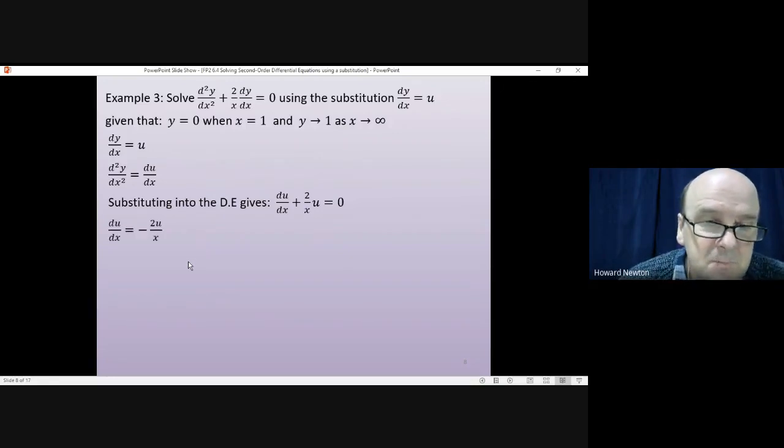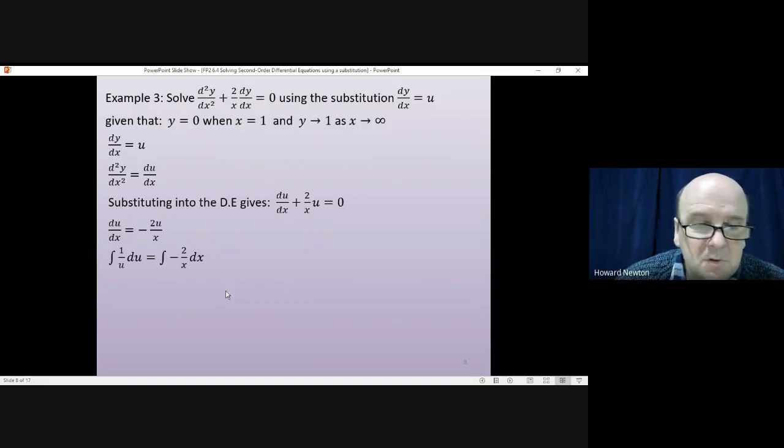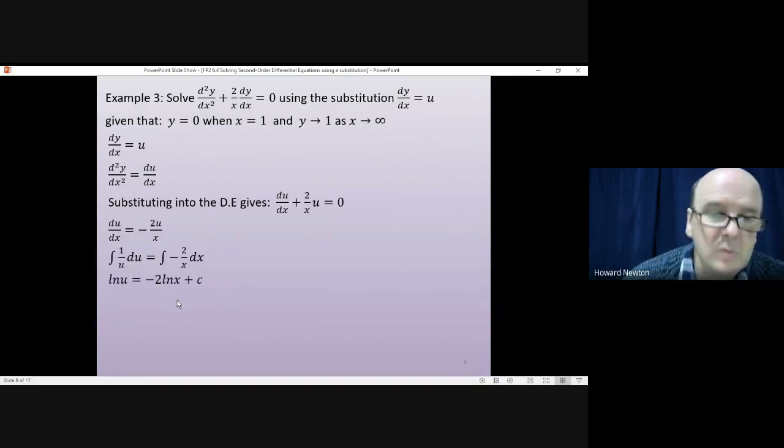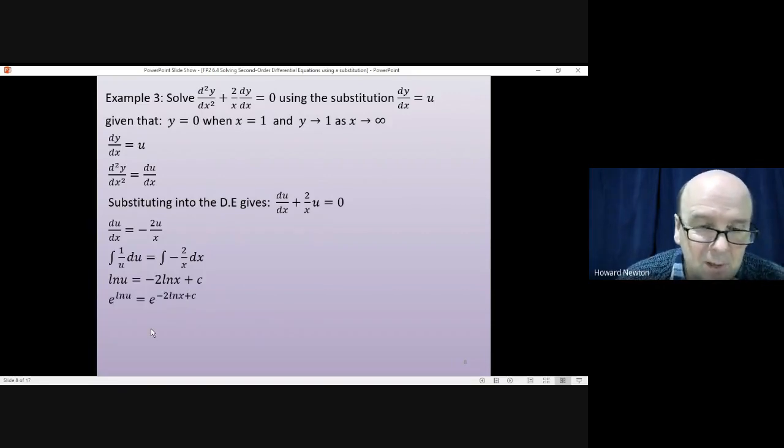Rearranging that gives us du/dx equals minus 2u over x. And that we can solve by separating the variables. So we'll get the integral of 1 over u is the integral of minus 2 over x. Integral of 1 over u is log u. The integral of minus 2 over x is minus 2 log x. If we then take e to the power of both sides, same reason as in the last question, the e and the log here will cancel. But on the right-hand side, we need to do a little bit of work first.